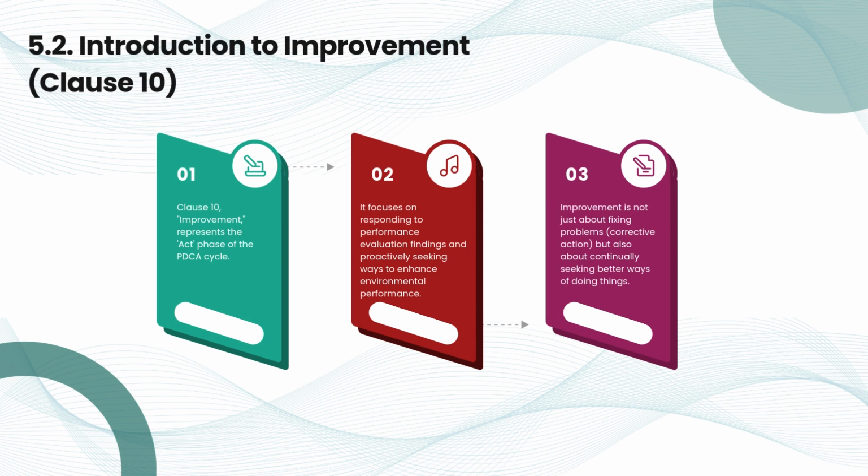Clause 10, Improvement, is precisely the act phase of our PDCA cycle. This clause is all about responding to what we've learned from our performance evaluation and proactively seeking ways to make our environmental performance even better. Remember, improvement isn't just about fixing problems when they arise. It's about continuously looking for smarter, more efficient, and more environmentally sound ways of operating.